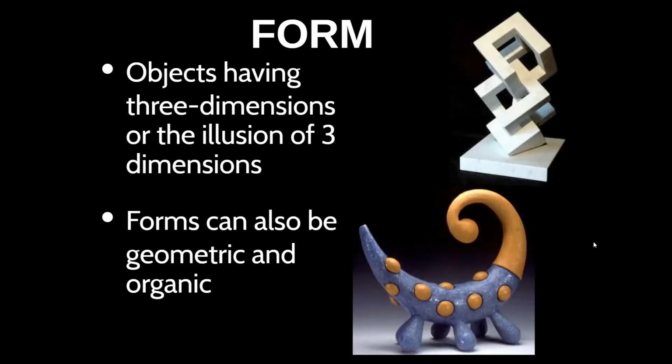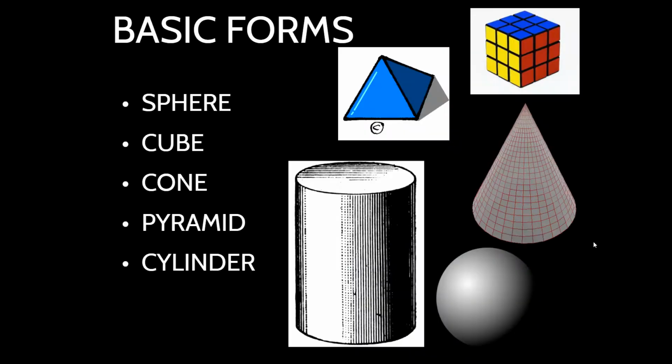Form, what's form? Is an object having three dimensions, or in some cases, the illusion of having three dimensions. Forms are not restricted to one type of shape. They can be geometric or organic or a combination of both. Here are our basic forms: your sphere, your cube, your cone, your pyramid, and your cylinder. Now, these are all just made up of basic shapes.